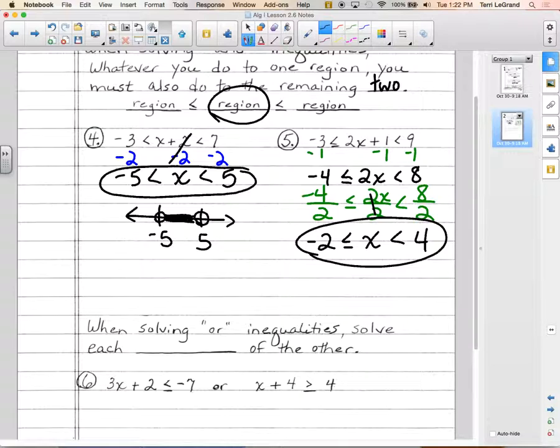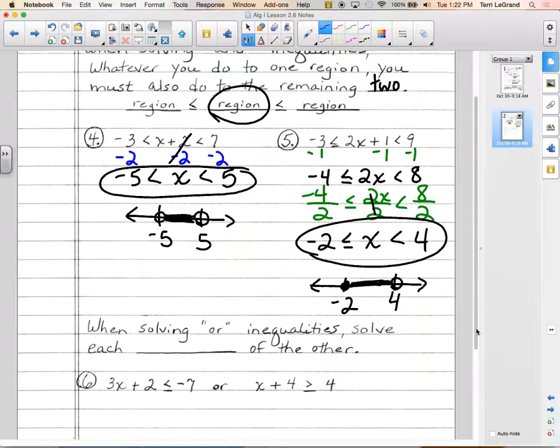What would its graph look like? Just do it, and then you can check to see if you agree with me. Okay, that's solving and inequalities.